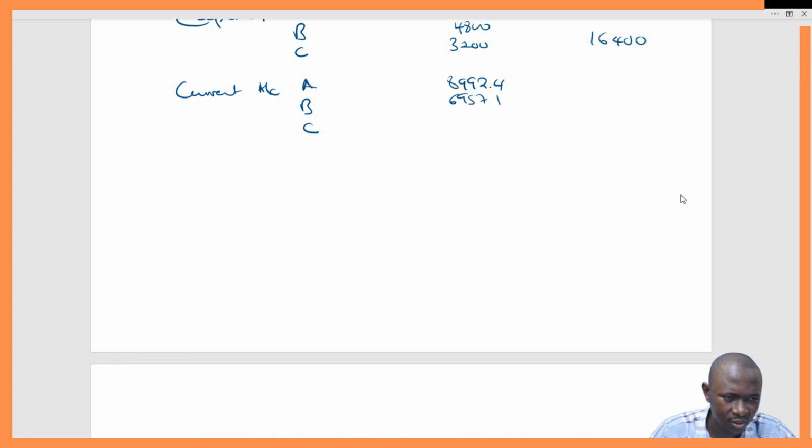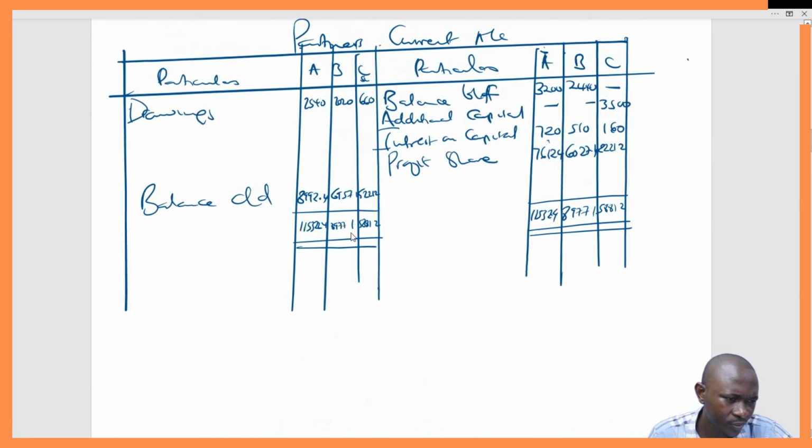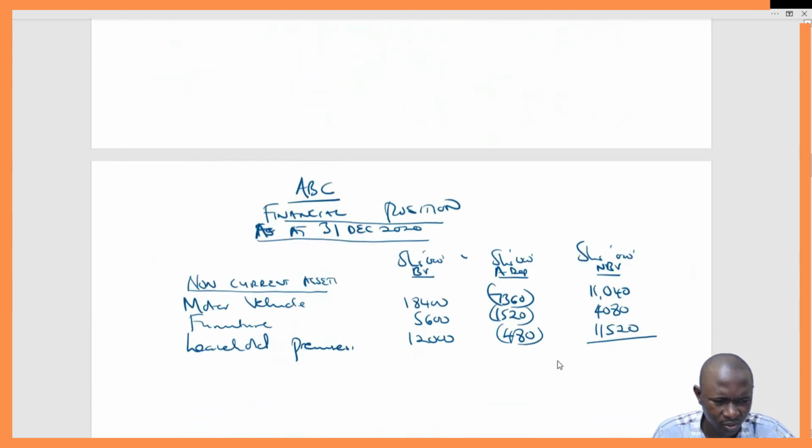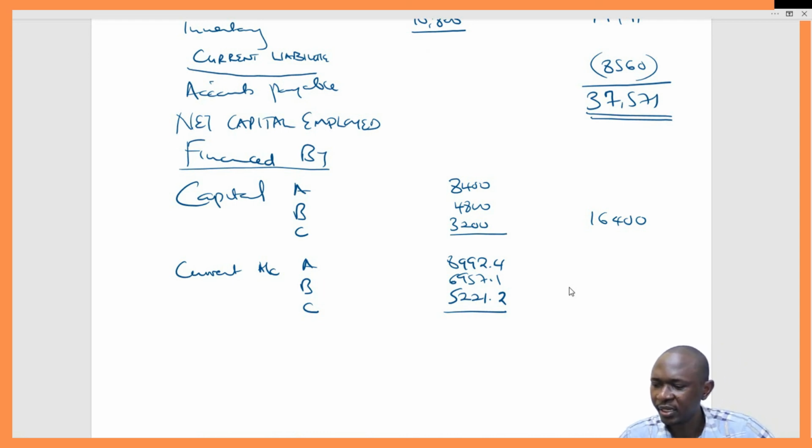6957.1. And then lastly, and I hope it balances, 5221.2. Good. So let's add 8992.4 plus 6957.1 plus 5221.2. That gives us 21,170.7.